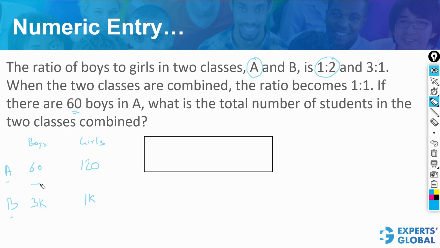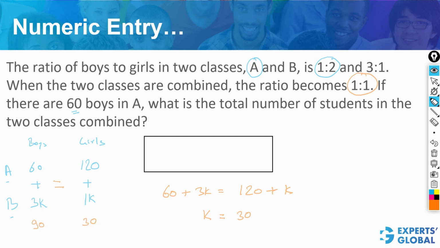Now, when the two classes are combined, the ratio becomes 1 to 1. That means these two values are equal. 60 plus 3k equals 120 plus k. We can solve it for k. We get the value of k as 30. Therefore, these values here are 90 and 30 respectively.